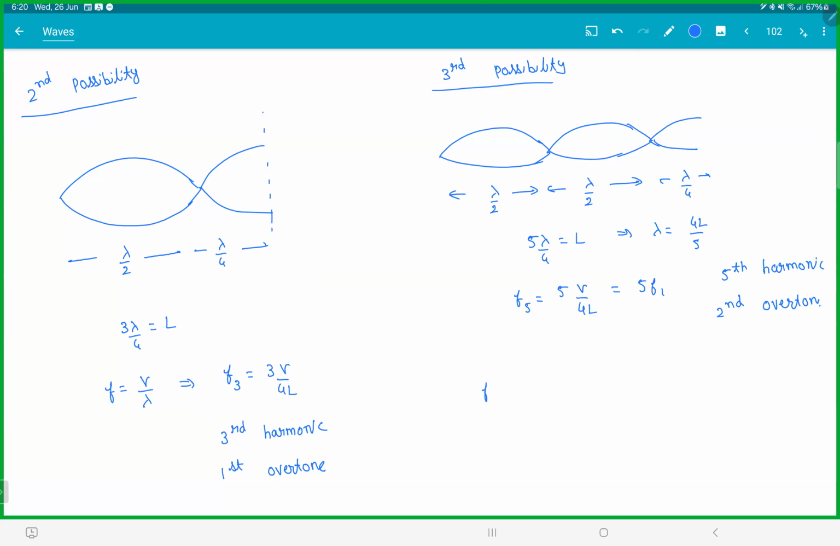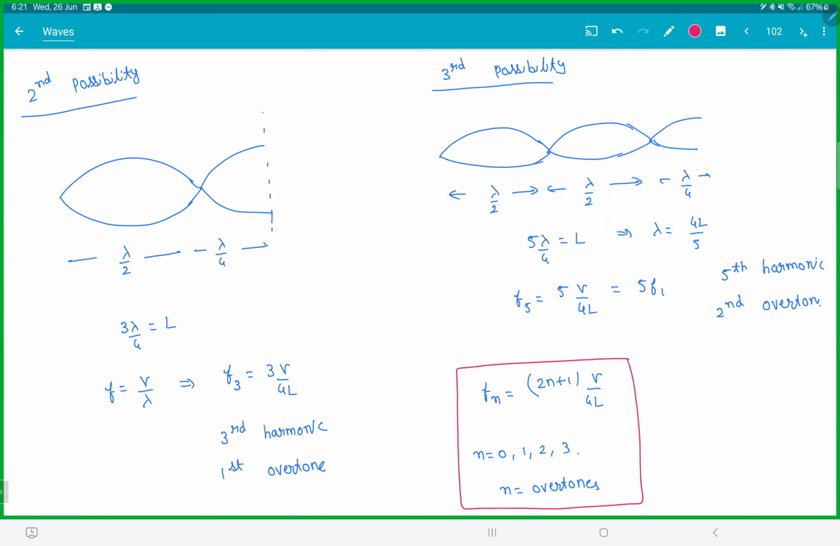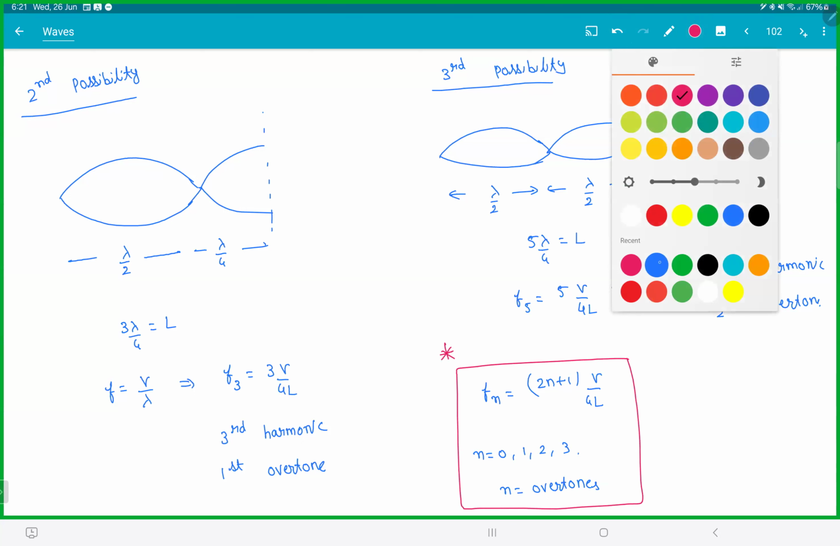So from here we can see the general function. Fn will be (2n plus 1) V by 4L, where n starts from 0, 1, 2, 3, where n is overtones. Or 2n plus 1 is the harmonics. Or you can take 2n minus 1 and say n is equal to 1, but it depends. Basically, I just want an odd number here. This is the general formula for when the string has an open end.